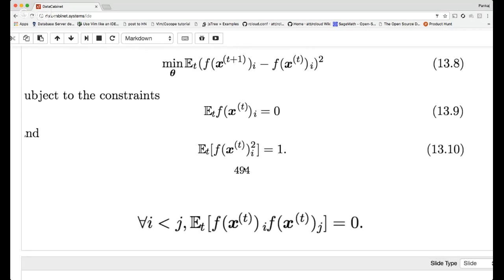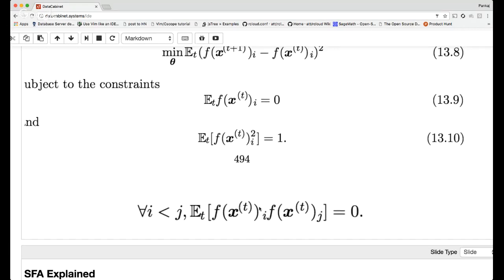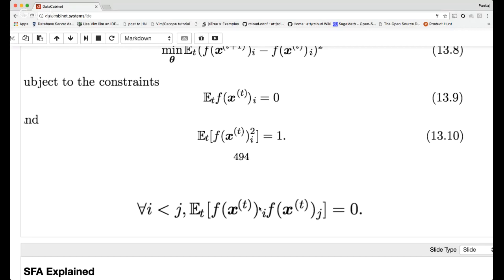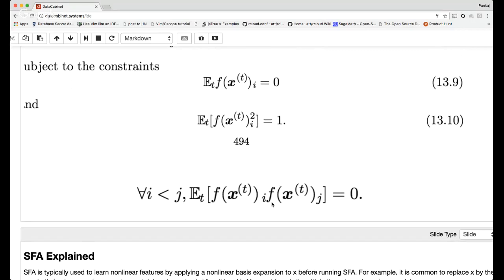Then there's another constraint, which is that the correlation between the ith and the jth feature should be 0. If you don't have this constraint, then all the h's will try to model the same feature. The slowest feature, all h_i's will basically start modeling the slowest feature. So that's why we have this constraint, that x_ti and x_tj should have zero correlation between them.